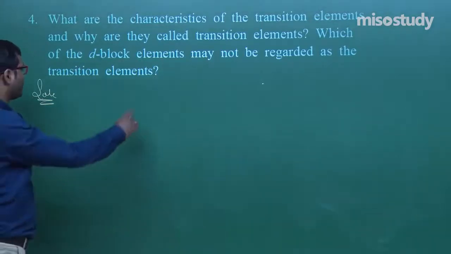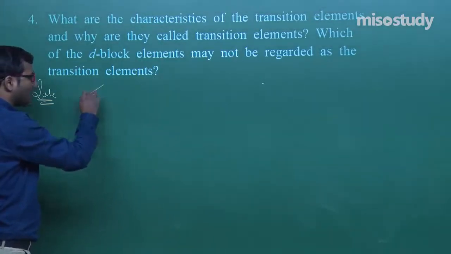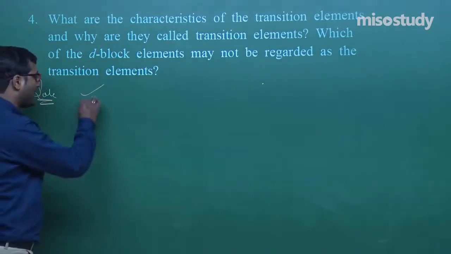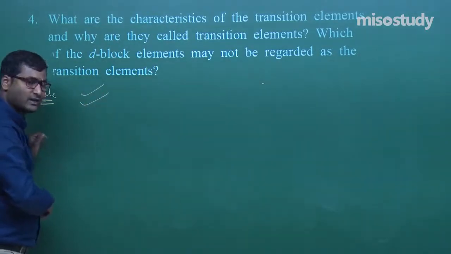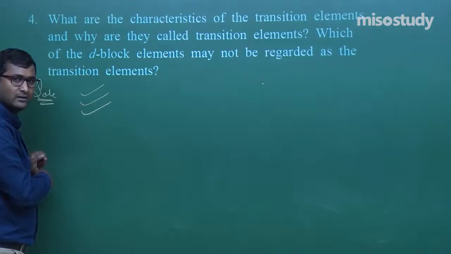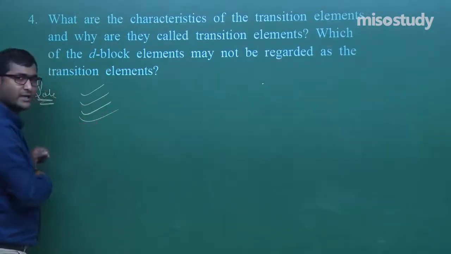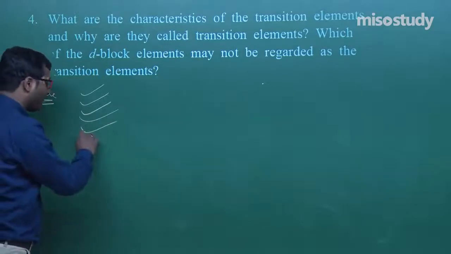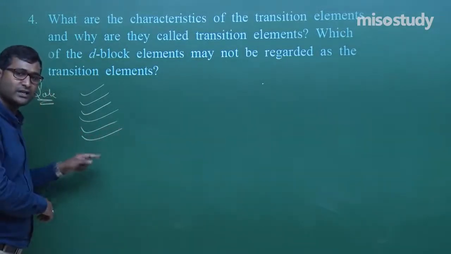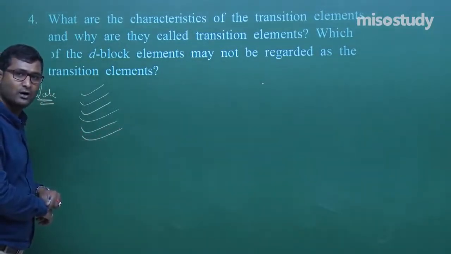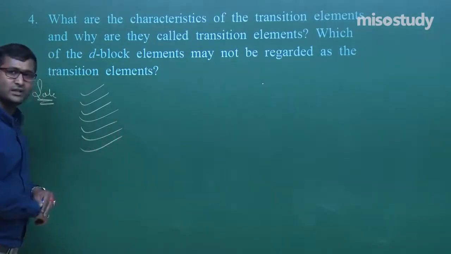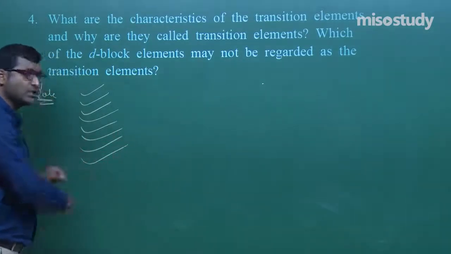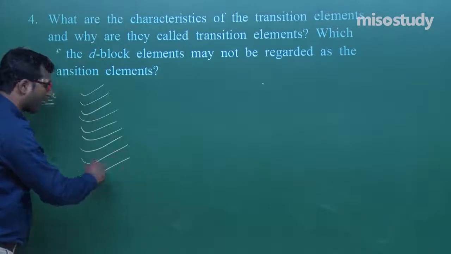What are the characteristics of transition elements? They form colored compounds. Yes, they have high heat of atomization. They are generally hard metals. They have magnetic properties. They have catalytic action also. They form colored compounds in solid state, and in aqueous solution also. They show variable oxidation states. They form interstitial compounds. They can form alloys.